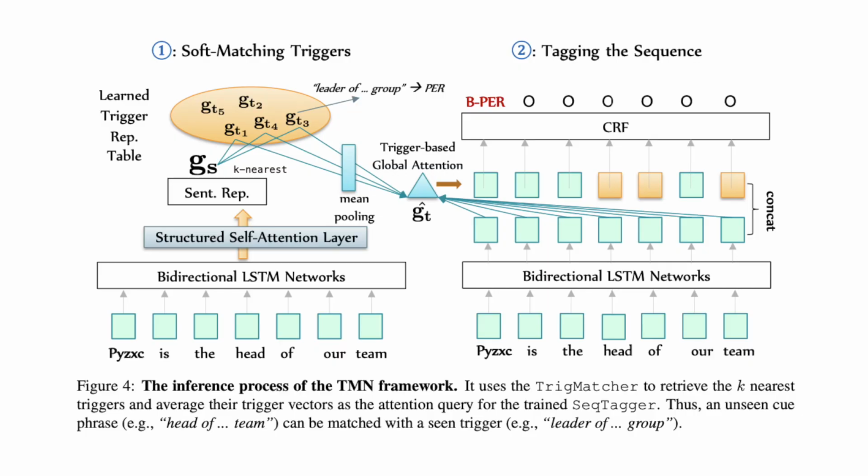First, we will use the trigger matcher to compute the similarities between the sentence representation and the different trigger representations in our entity trigger set. By measuring the similarity, we can retrieve the triggers that are the most similar to our sentence representation. We select the top k nearest and compute the mean of the trigger vectors. The rest is the same as the sequence tagging process. We use the mean trigger vector as the query and produce trigger enhanced sequence predictions on unlabeled data.